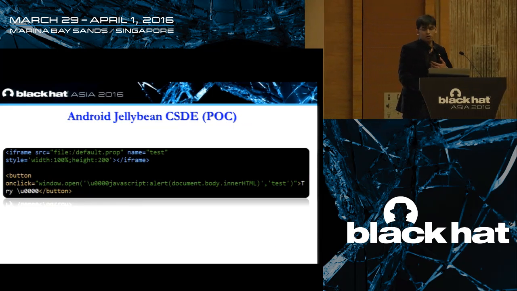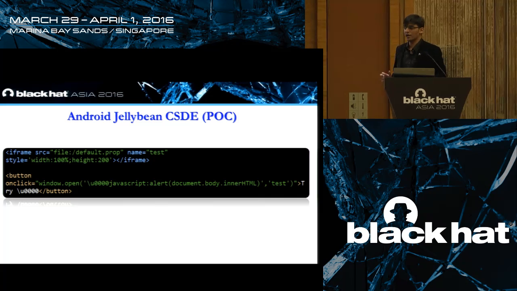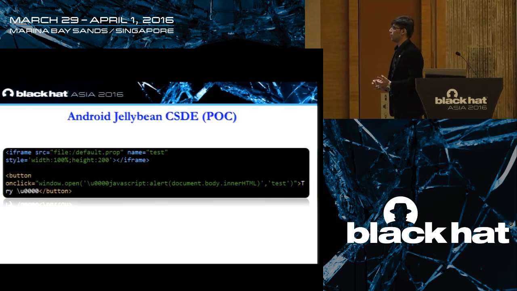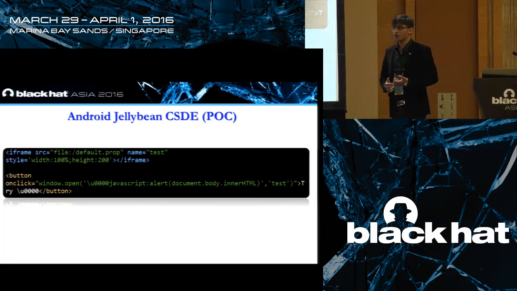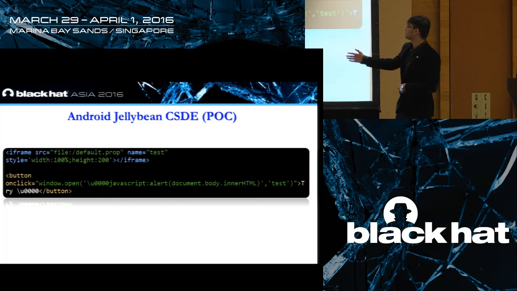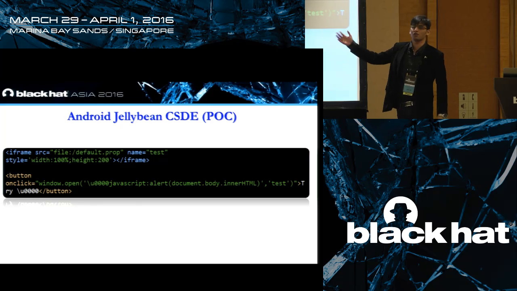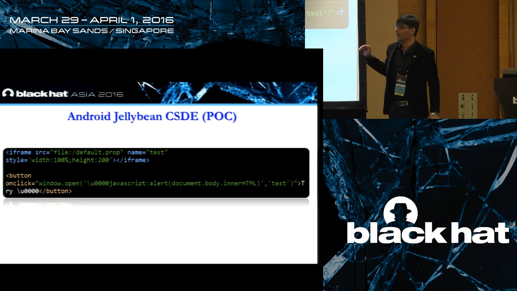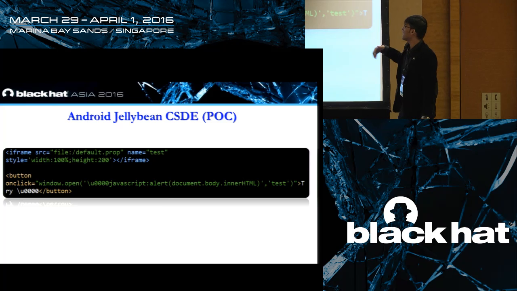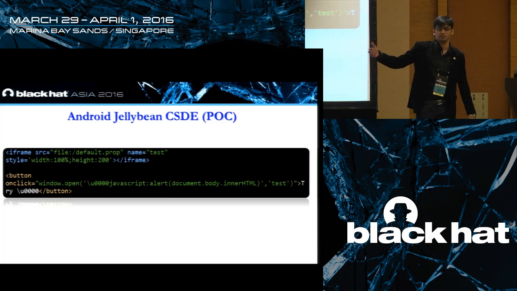However, in case of Android Jellybean, it was not possible for a local file to read another local file. So what we did was we used the universal access, or the same origin policy bypass that we found earlier. We used the same null byte in order to access the default.prop file.